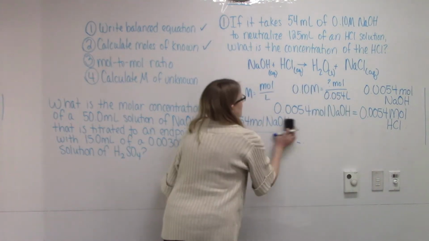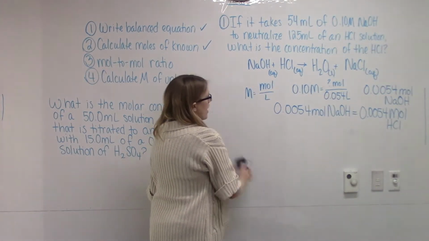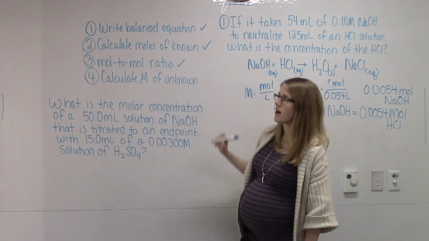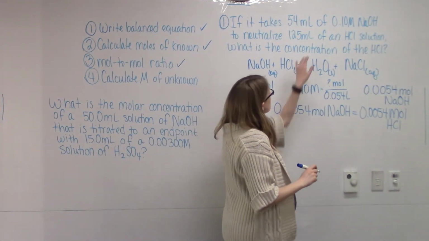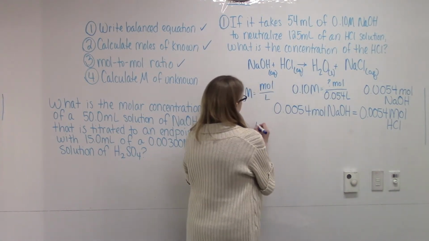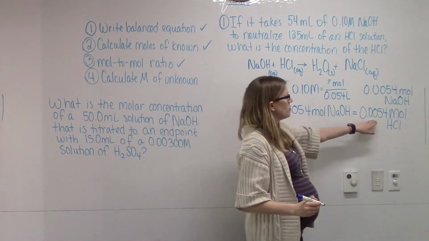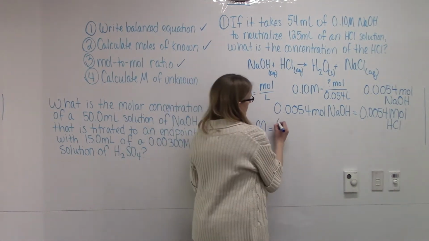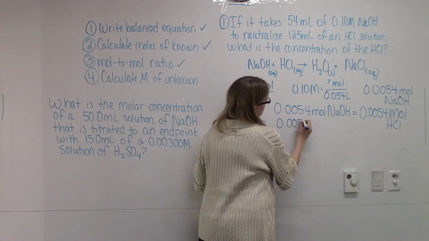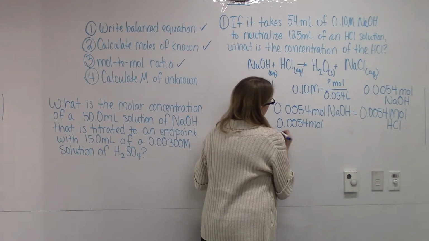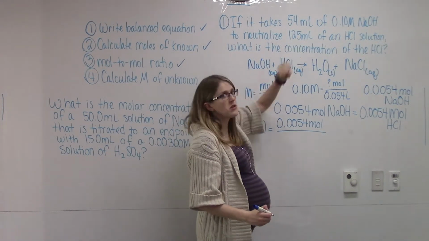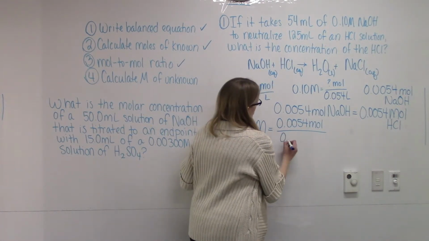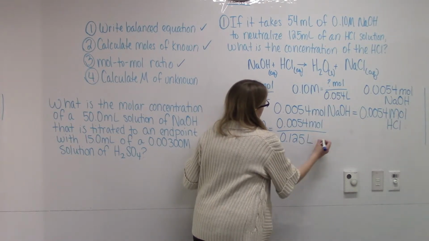So now that we have our moles of our unknown, we can now calculate the molarity of the unknown because we were given a volume of the unknown and we just calculated our moles of the unknown. Moles per liter. So 0.0054 moles divided by, our volume's in milliliters. Don't forget to convert that to liters. We got to move the decimal place over 3. There we go.